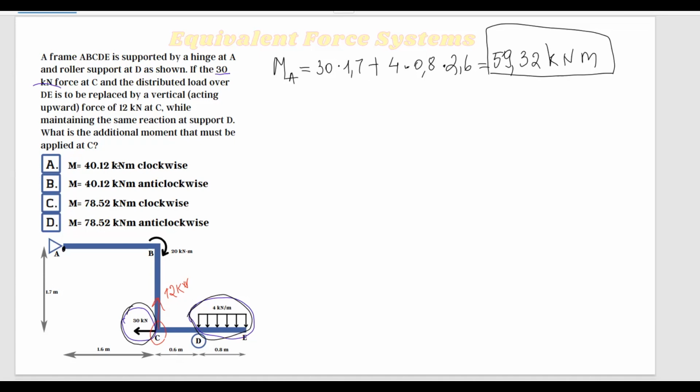Now we are adding the 12 kilonewton force. Let's calculate the 12 kilonewton force. Let's calculate the moment about point A with the 12 kilonewton force. So we're going to get, this is counterclockwise, it's going to be minus 12 multiplied by 1.6. And I get a moment of minus 19.2 kilonewton meters.